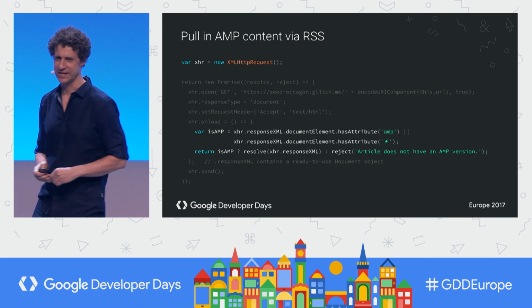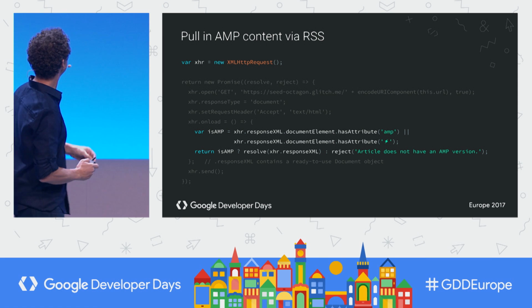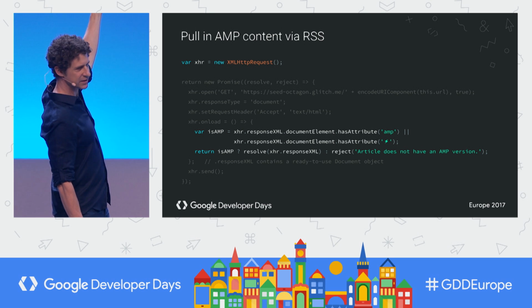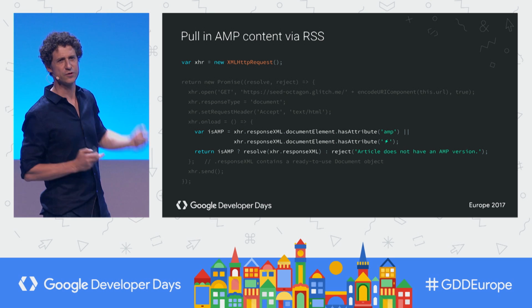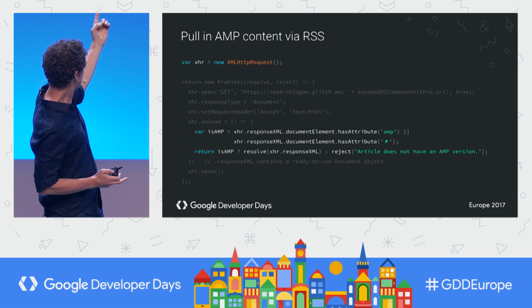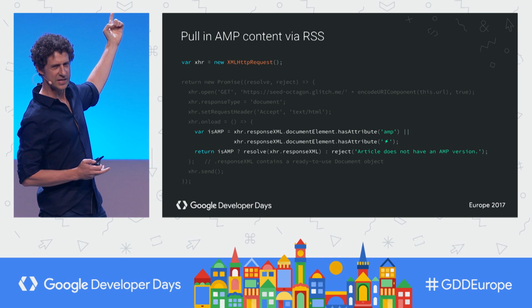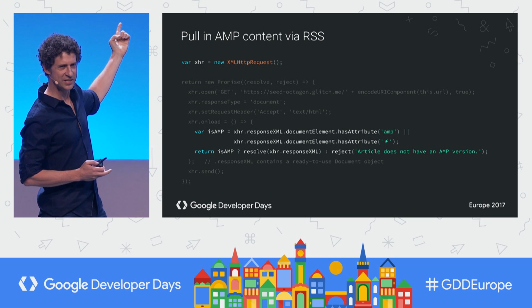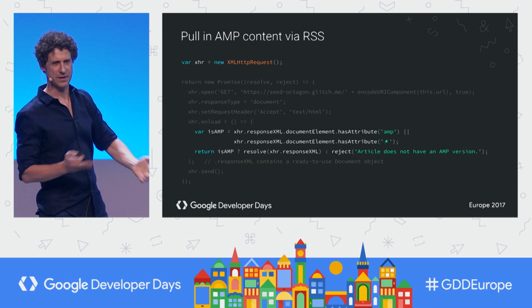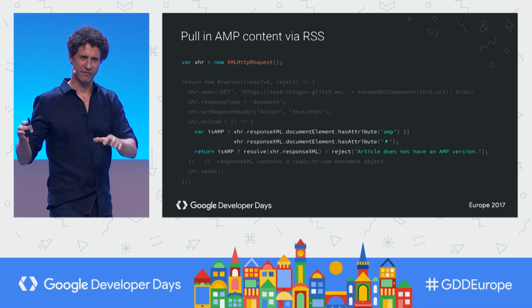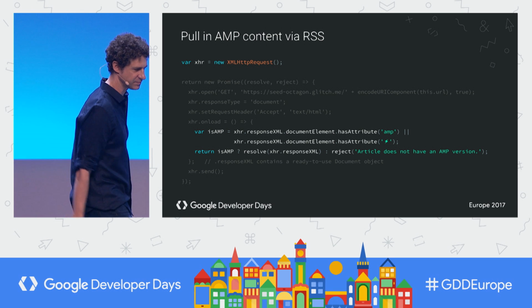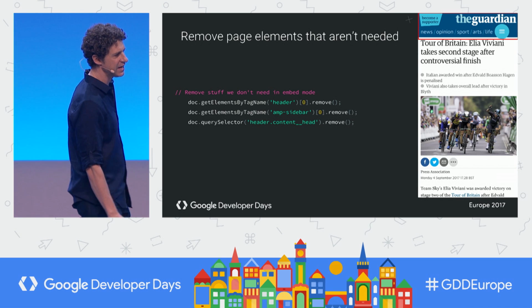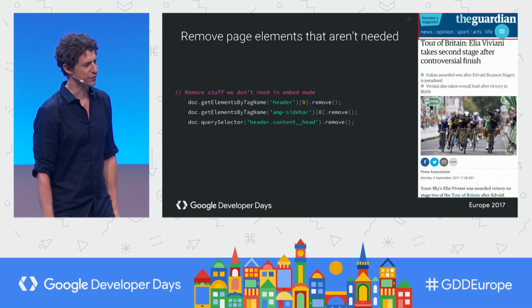You pull the AMP content in from the feed. And you can see here we actually use the good old XHR over here because you can use fetch, but the advantage of XHR is that the response XML is actually a parsed DOM. So once you get this back, you've got a whole document object. You can just stick that right into the DOM of the main page. This is very convenient.